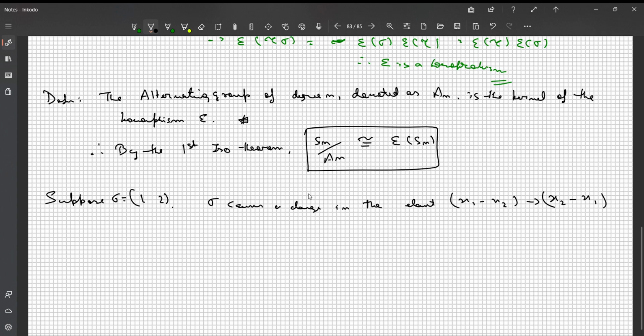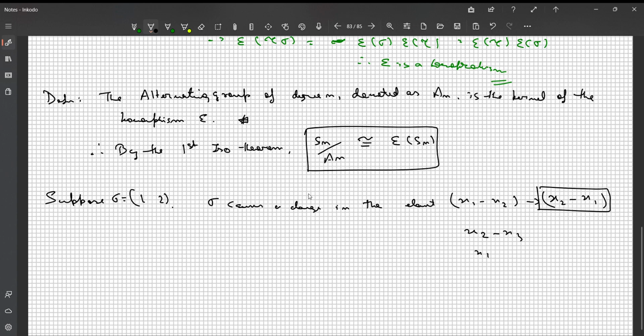So 1 goes to 2, right? So this will become x2 minus x1, right? Clear? So sigma only inverts exactly this one element, x2 minus x1. Clear? Because the other elements have no sign change.